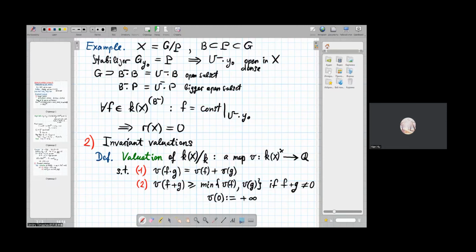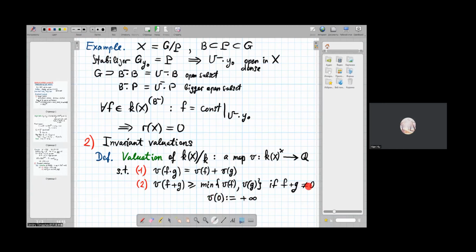So even if f plus g equals 0, this inequality makes sense, because it just says that plus infinity is greater than any other number. Of course, it is a natural convention. And also, the first condition will still hold if one of the functions, or maybe even two of these functions, are equal to infinity. Then we just get plus infinity here or here or here, but still the equality remains true. So formally, it is sometimes convenient to adopt this condition, but you may also do without it.